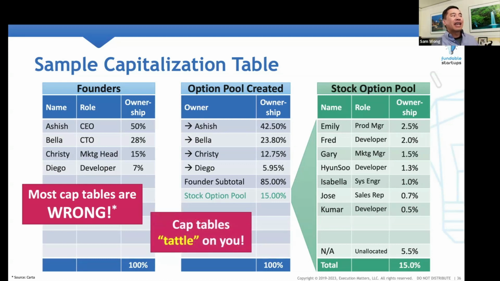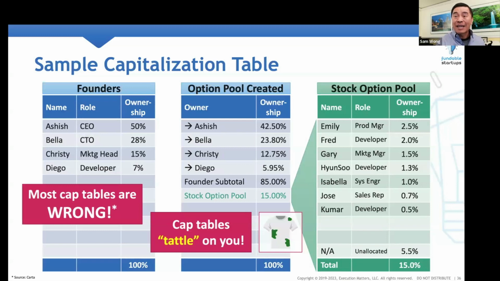Okay. Cap tables tend to be wrong and they tattle on you. Okay. If you have any dirty laundry in how you built your cap table, it will become apparent. Back in the day when you used to hang out your laundry to dry on the clotheslines, people would say, "Oh my God, that guy's underwear is yellow." Okay. It's gross.